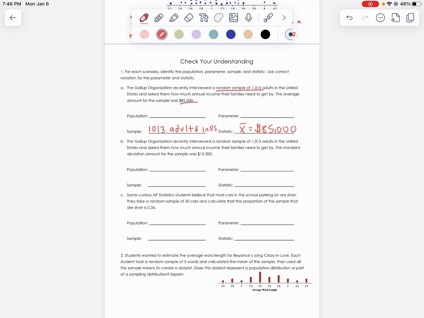Now, while it might not explicitly state the population, we can tell what the population is by thinking about who the sample was pulled from. The sample is 1,013 adults in the U.S., so that means the population, because we pulled from this, is all adults in the U.S. And then the parameter, while we're not given the actual true average for all adults, we're just going to put that kind of in context. So mu is the symbol, and it's the true mean income.